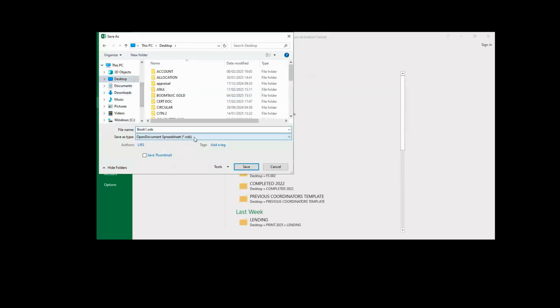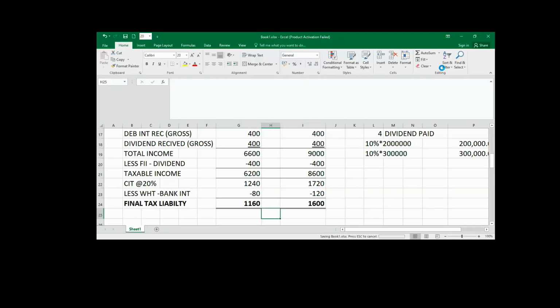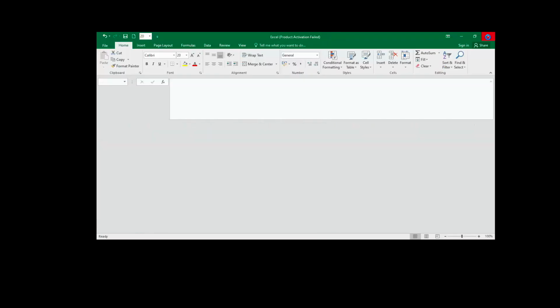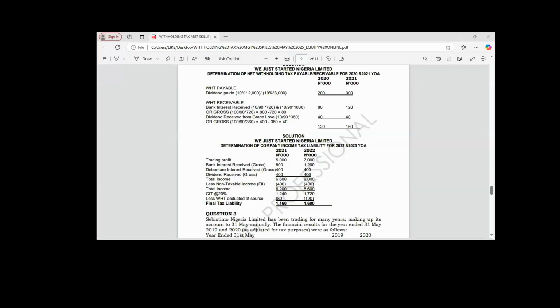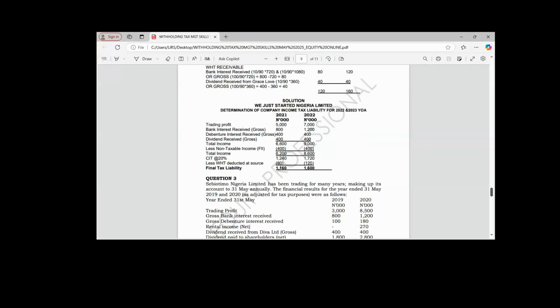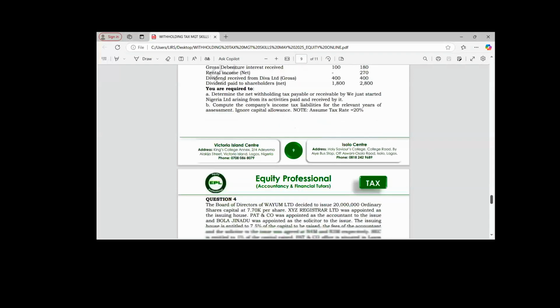So I'm going to share this solution with us later after the class. So let me save it. So you can see, we have the solution here. What we did is what we also have here in our solution. So please let us take note of that. So that is the solution for that. So any question?